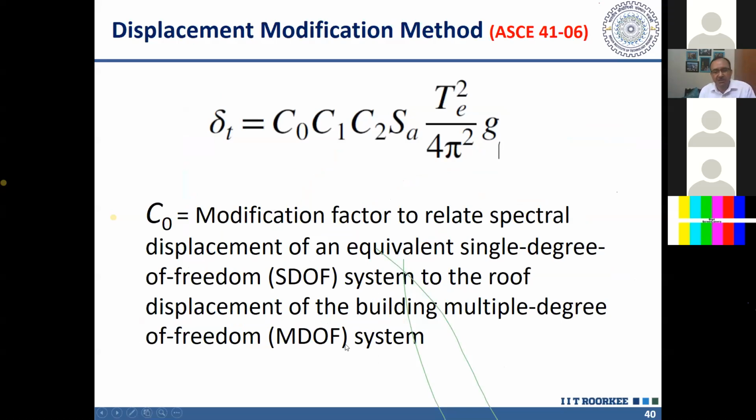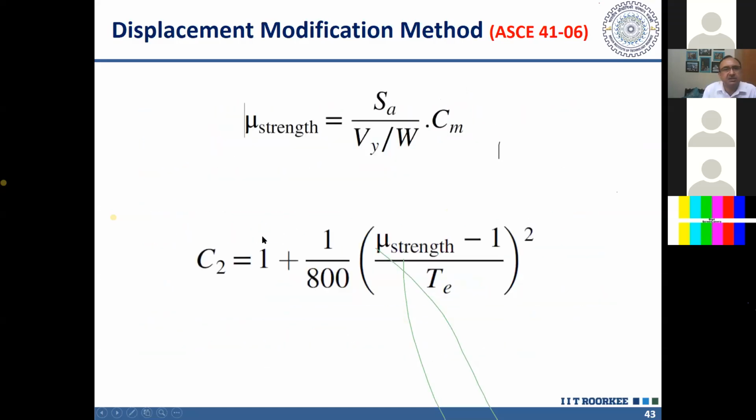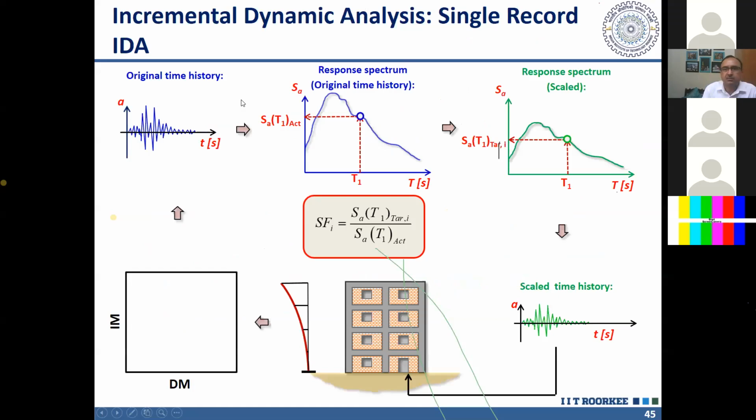I will skip this because I'm already crossing the time. So I will skip this. I will go to the next method, that is dynamic analysis. So if we have to perform dynamic analysis, then we have to use time histories.